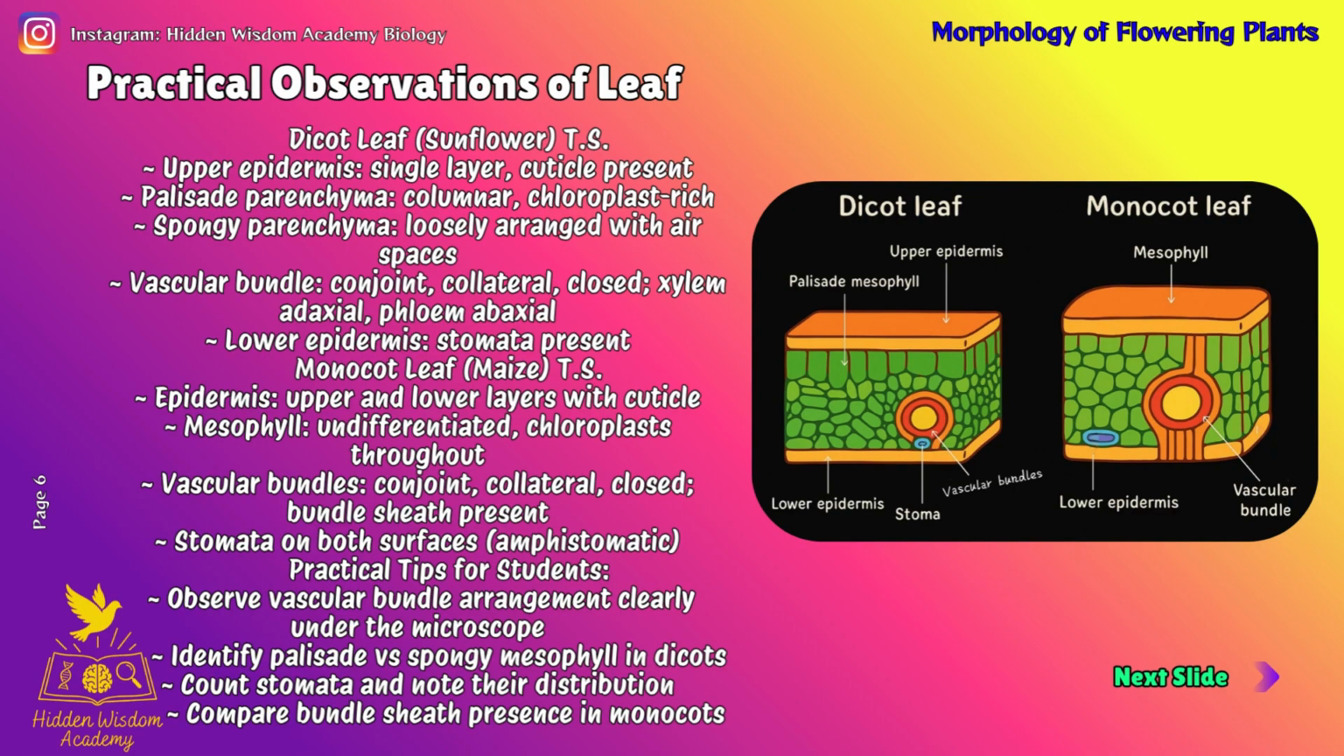In monocot leaves, the epidermis is on both surfaces with stomata, the mesophyll is undifferentiated, and vascular bundles are conjoint and collateral with a supporting bundle sheath. Under the microscope, focus on vascular bundle arrangement, mesophyll layers, and stomata to identify dicot and monocot leaves easily.